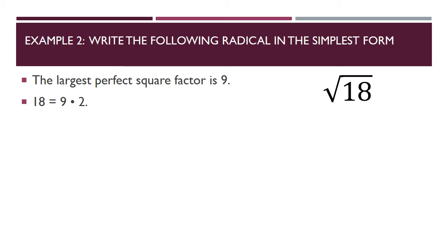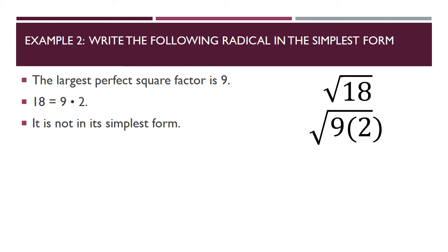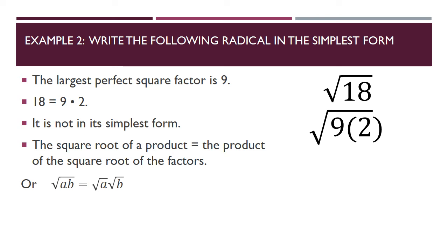This means that this radical is not in the simplest form because I have a perfect square that goes into 18. I can write this radical as radical 9 times 2 instead of radical 18. And this can help me simplify the radical even more. I need to use the fact that the square root of a product is equal to the product of the square root of the factors to be able to simplify this radical. This means instead of radical 9 times 2, I can write radical 9 times radical 2.